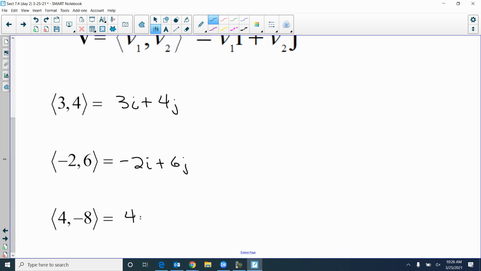And then I got 4i minus 8j. There are no commas in between. It's just like an expression, a binomial. So negative 2i plus 6j is the same as the vector negative 2, 6. 4i minus 8j is the same as the vector 4, negative 8.